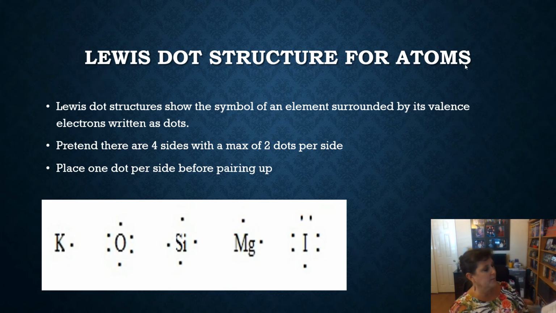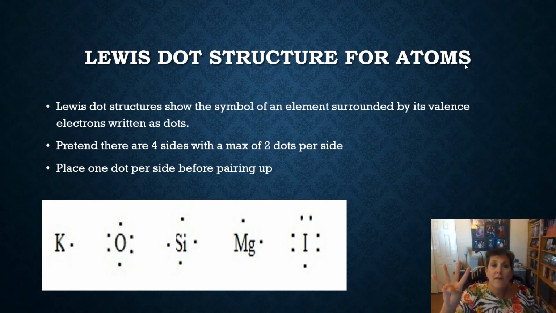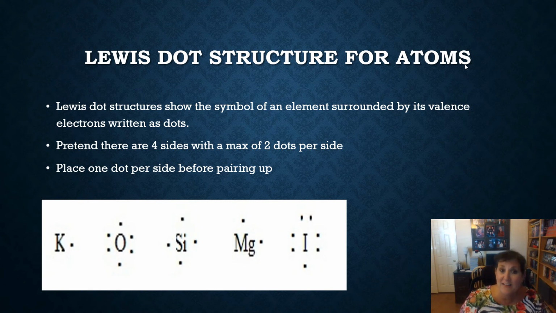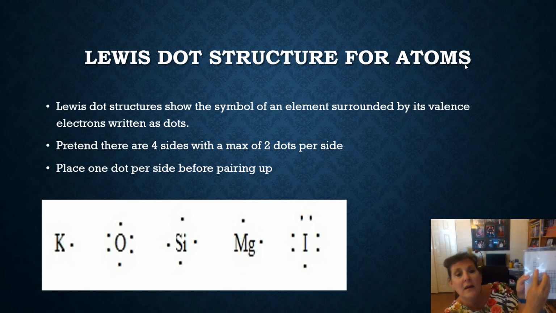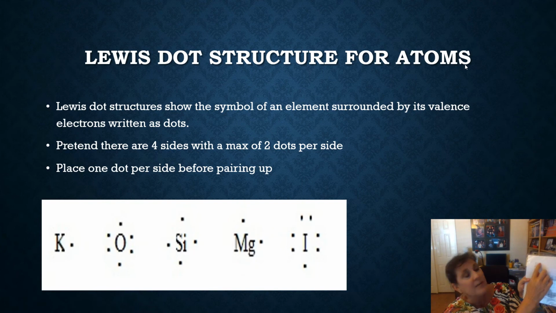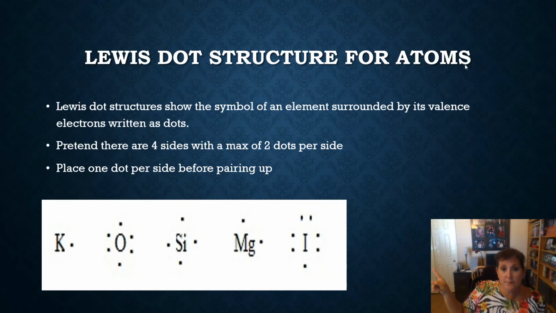Silicon, Si, right under carbon. Go to the top. You should have written a 4 up there. 4 valence electrons, so it gets 4 dots, 1 on each side. Silicon has to look like this, 1 on each side. Magnesium. Magnesium is right here, second column. You go to the top, it's the second column, so 2 valence electrons, 2 dots.